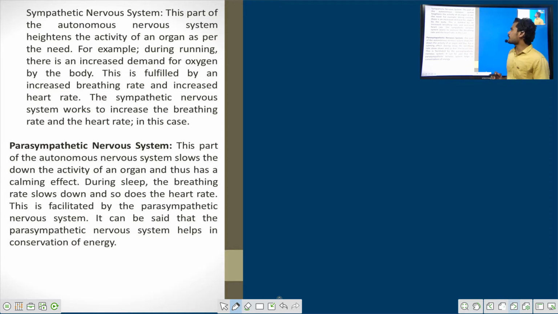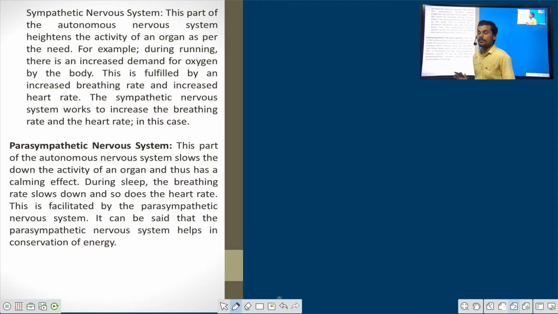I have quoted an example here. During running, there is an increased demand for oxygen by the body. This is fulfilled by an increased breathing rate and increased heart rate. The sympathetic nervous system works to increase the breathing rate and heart rate in this case. It's natural that whenever we run, we need more and more energy, and this energy is activated or brought up by the sympathetic nervous system.